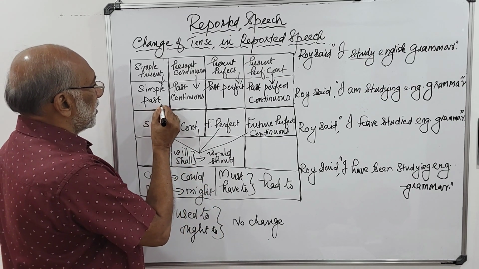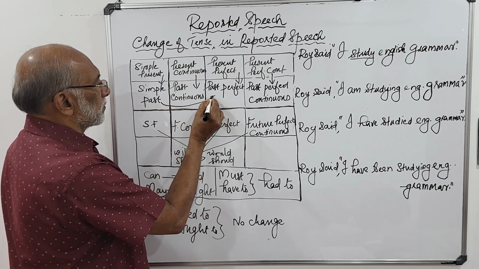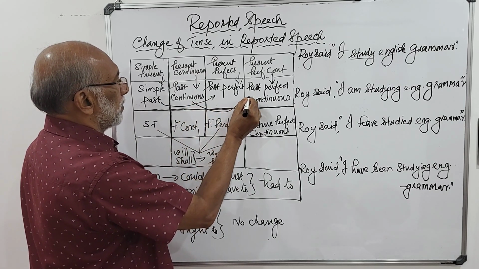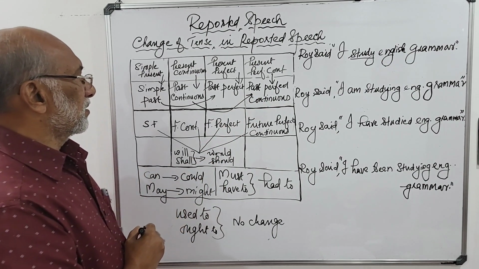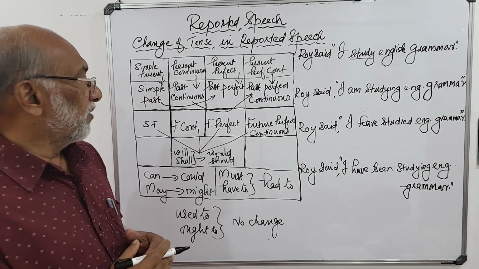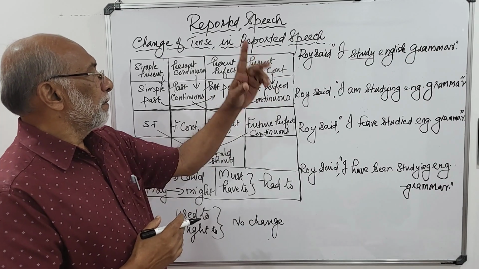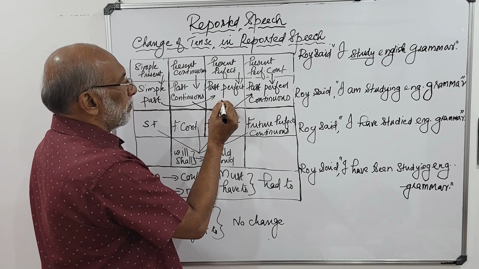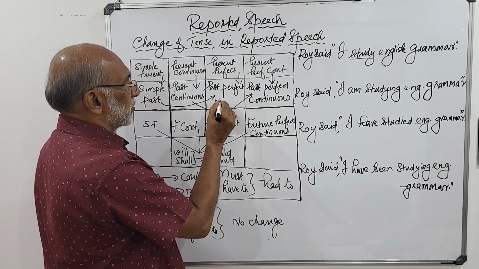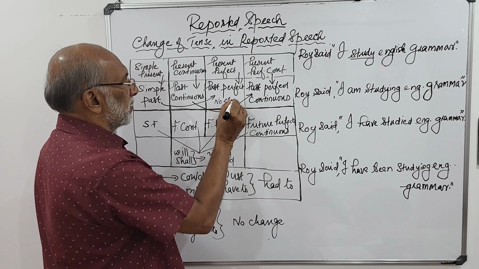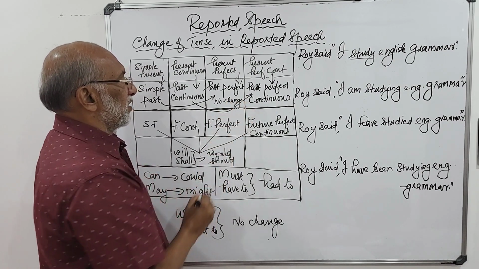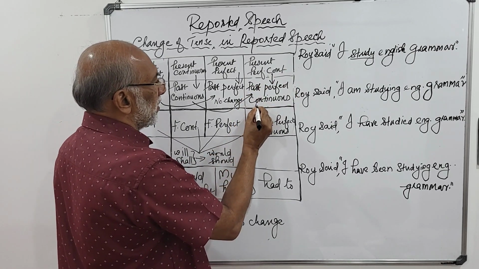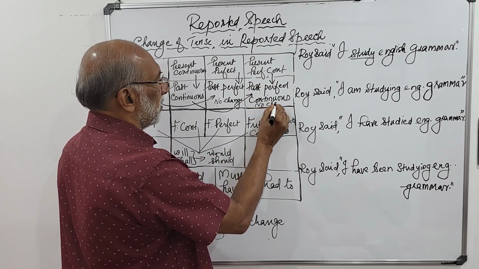And as a rule, simple past becomes past perfect, and past continuous becomes past perfect continuous. Then you may think, what about past perfect and past perfect continuous? They remain the same, no change. Okay, that will be easy to remember. So I use the term no change. For past perfect, no change. And what about past perfect continuous? Again, no change.